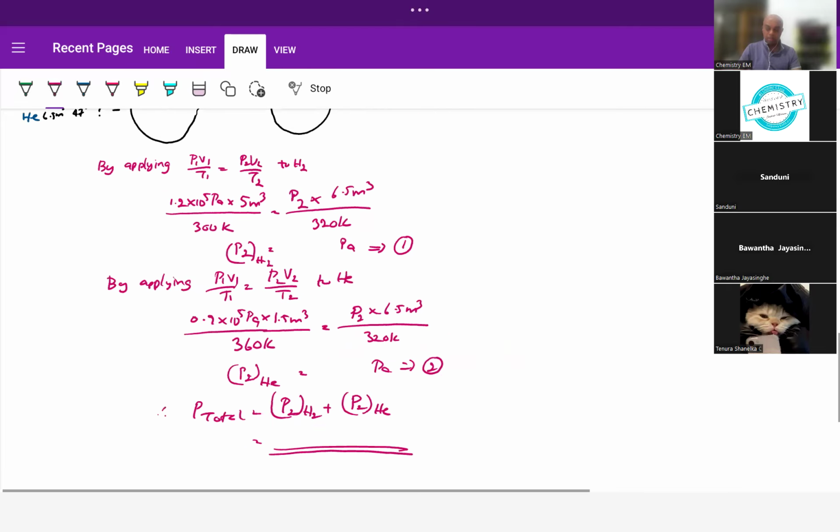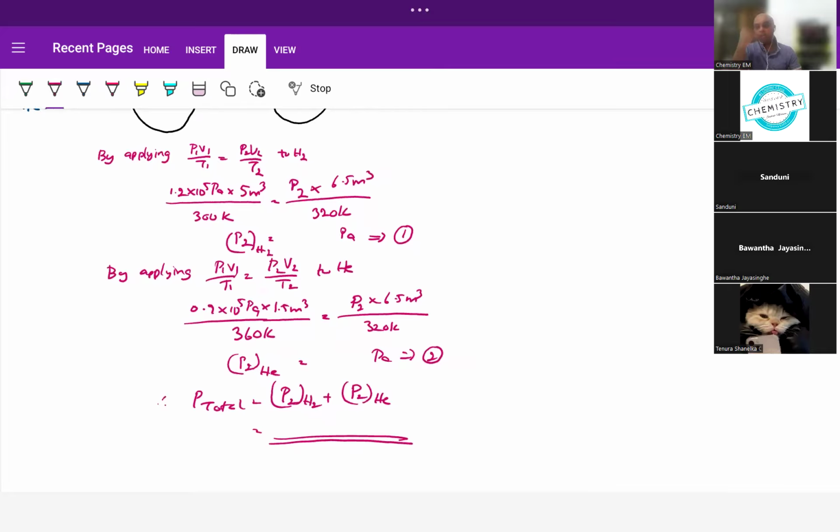Can anyone say why we have used P1 V1 divided by T1 here? Why we have not used PV equals nRT for each equation, for each gas? And the other thing is, why we have not considered hydrogen and helium combined as a combined gas? Why we have not considered that part?